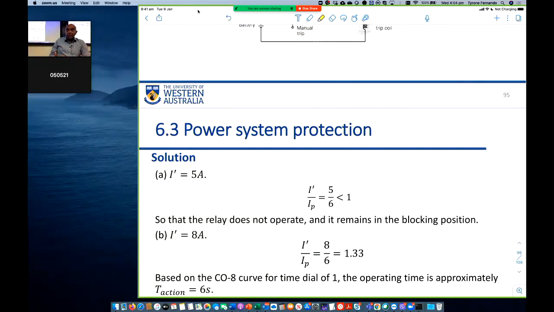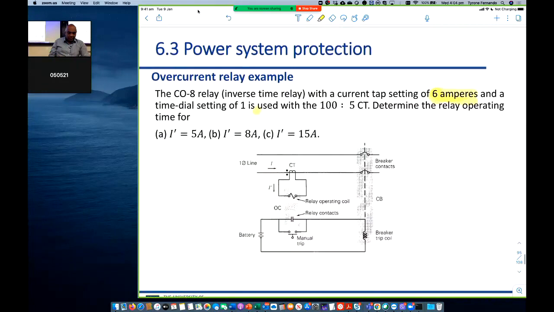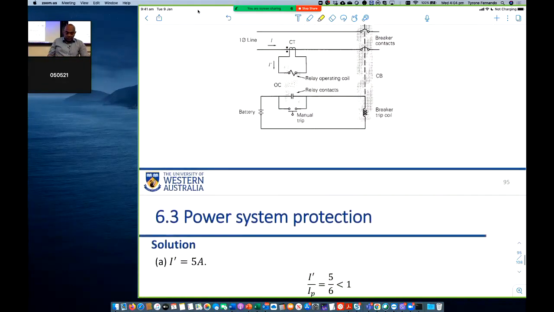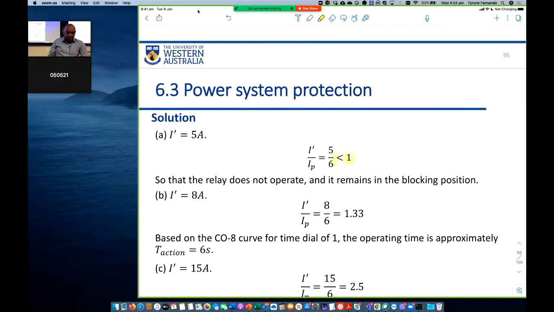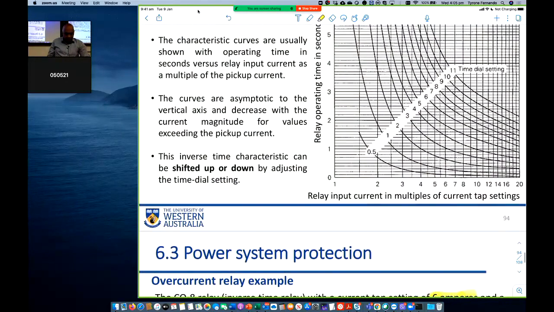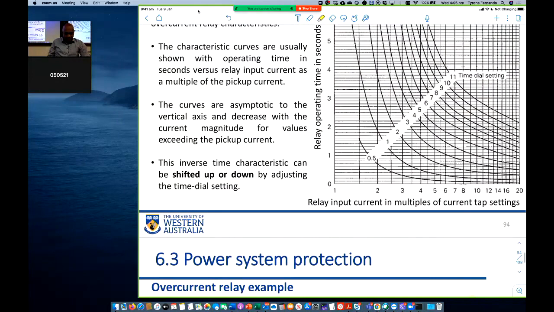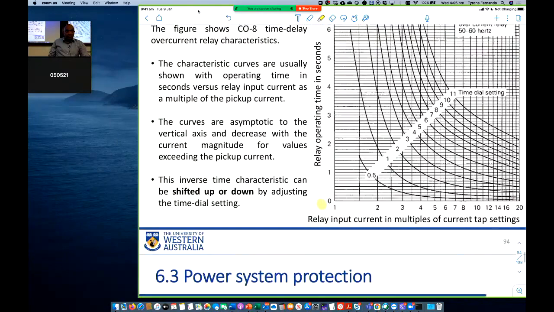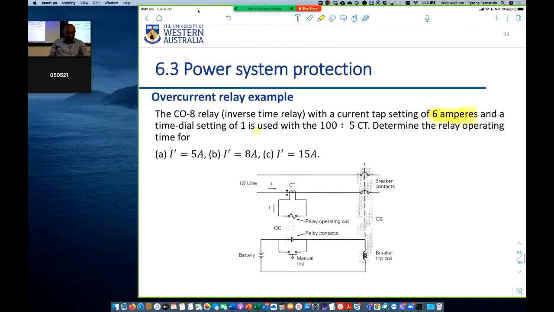The ratio is the multiple of the set pickup current. Set pickup current is 6 amps, but the actual measured current is 5 amps, right? So then the ratio is less than 1. As a multiple of the set pickup current, 5 amps is less than 1. So if it's less than 1, we are looking at a point somewhere here. So the relay is not activated, because it's less than the threshold.